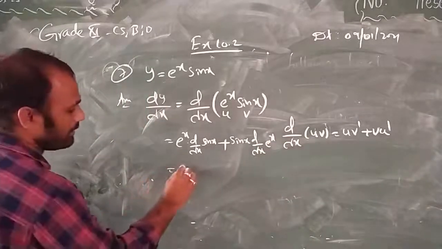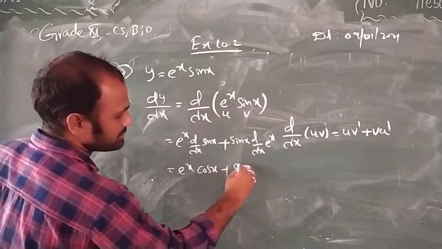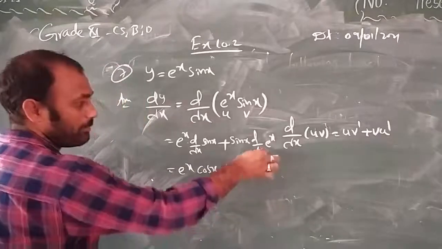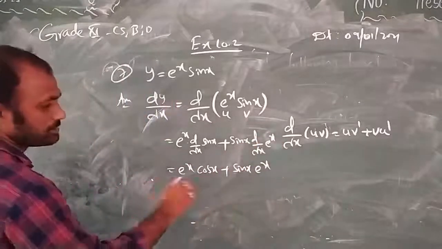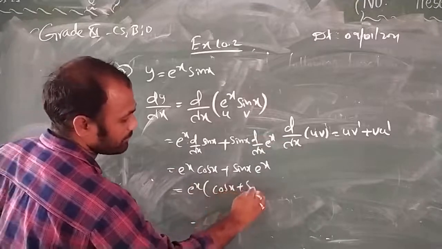So here e power x, derivative of sin x is cos x, plus sin x, derivative of e power x is e power x. Derivative of e power x will always be e power x. So we can take e power x common. The left value is cos x plus sin x.